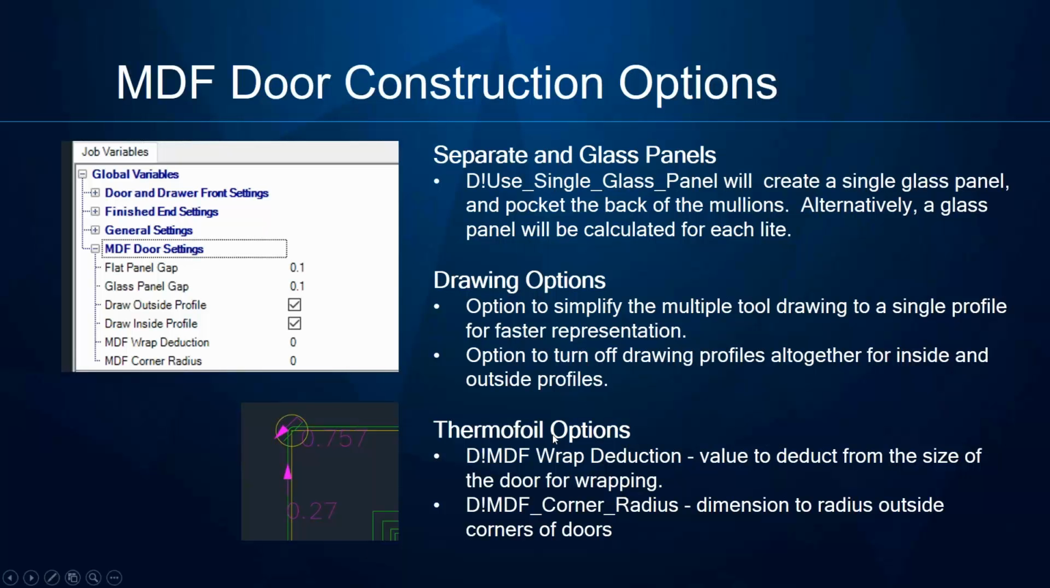We have thermofoil options as well, so if you're going to thermofoil wrap those doors instead of painting them and you want to deduct for the size for those doors, then you can specify a dimension that you want to deduct for that wrap, and then also if you want to put a radius on those corners either for that thermofoil or just to have a radius on those corners, then you can specify that in there as well.